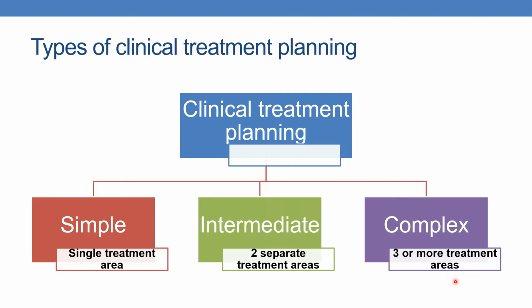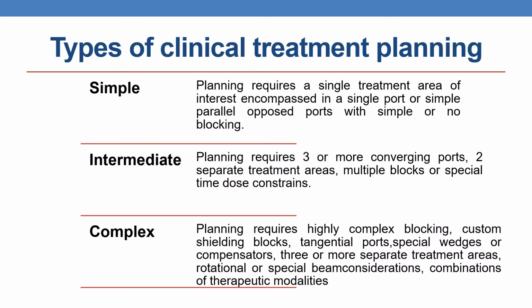The types of clinical treatment planning. Now coming to the definitions. Simple means planning requires a single treatment area of interest encompassed in a single port or simple parallel opposed ports with simple or no blocking. The treatment area must be single, which is encompassed in a single port. The port must also be single or simple parallel opposed ports with simple or no blocking. That involves simple clinical treatment planning.